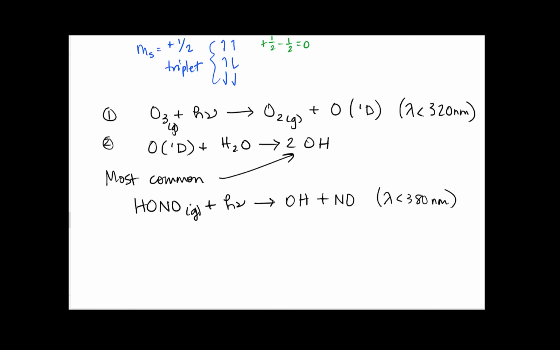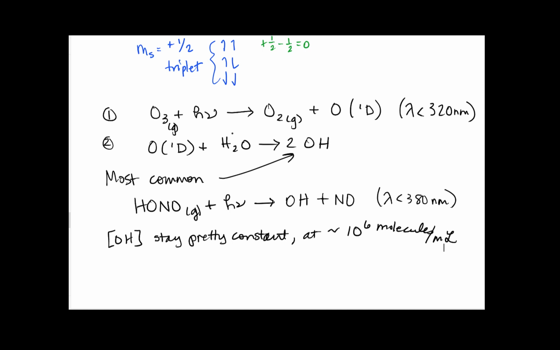All right, so the interesting thing about our concentrations of hydroxyl radical in the atmosphere is that these stay pretty consistent even though they are breaking down a lot. They are also being regenerated a lot. And it's going to be around 10 to the 6 molecules per milliliter, which sounds like a lot until we think about how small molecules are.